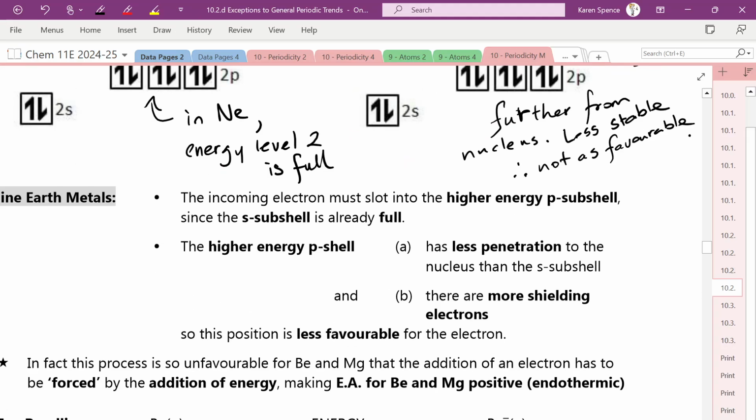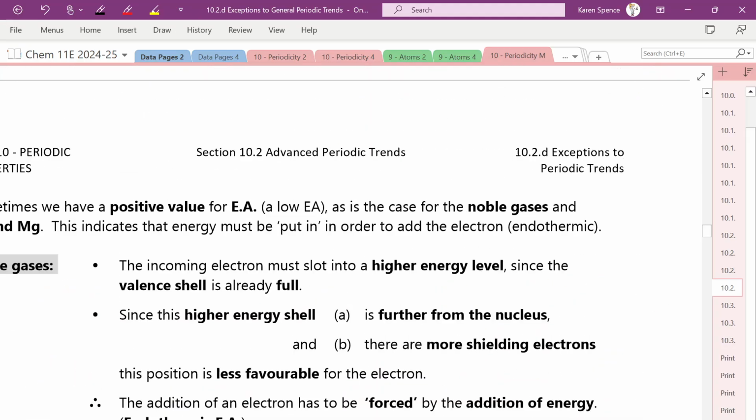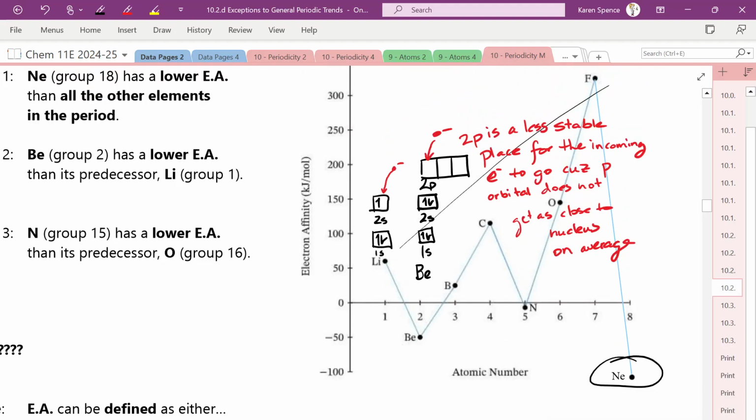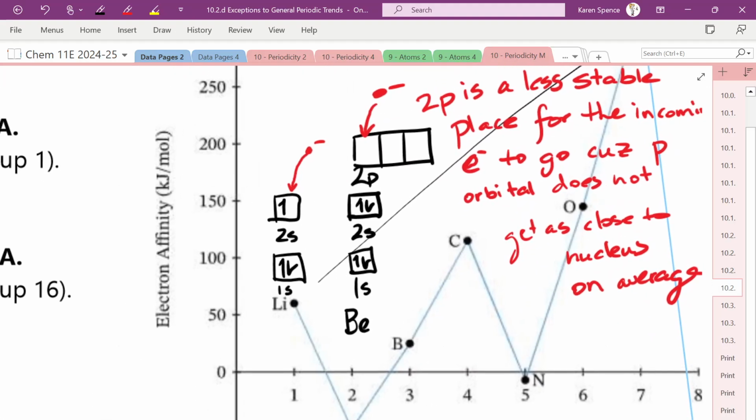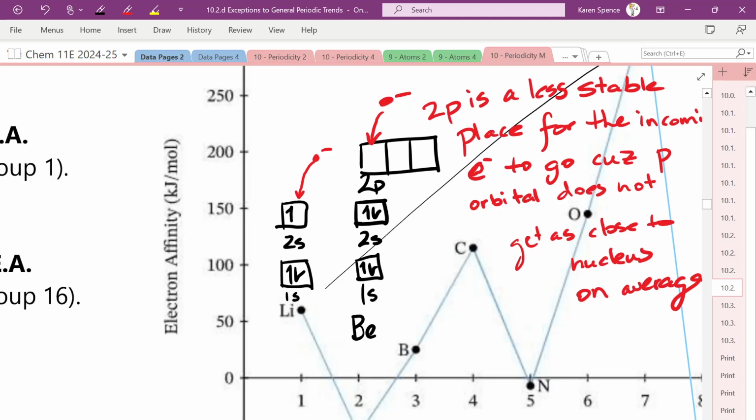The alkaline earth metals, we just talked about that on the previous page. That was where we had the beryllium and the lithium. We were comparing them and it went into the 2p. So very similar in reasoning to why the neon is not as favorable, because the neon, it goes into a new shell. In beryllium, it goes into a new subshell. Shell's at a higher level. The new subshell is also at a higher level, just not as much.